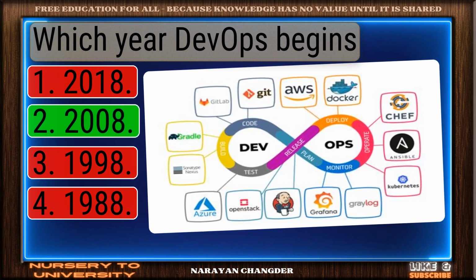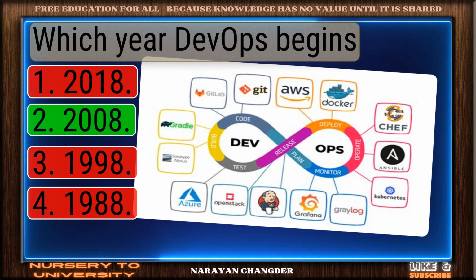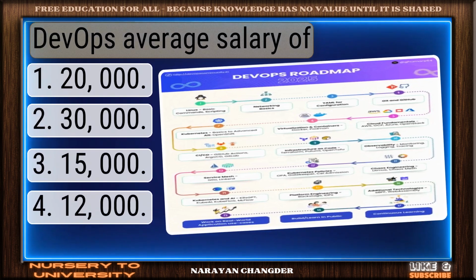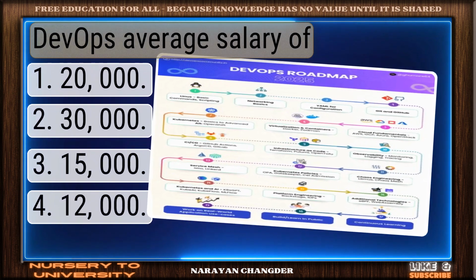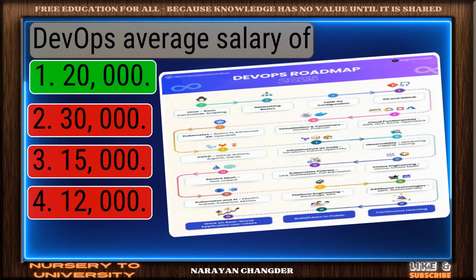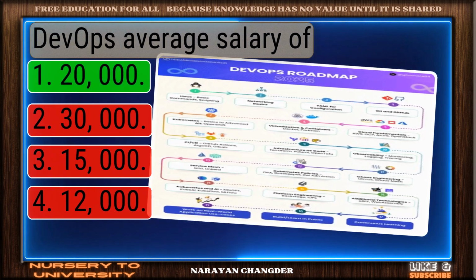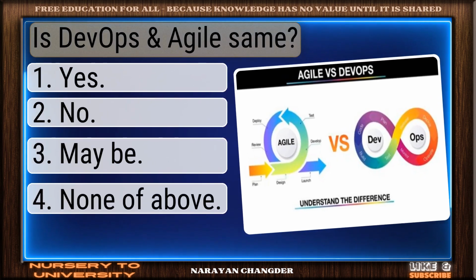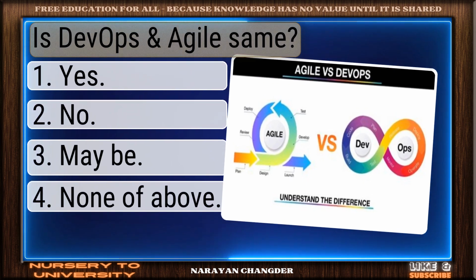Perfect. 2008 is the correct choice. Question number 64. DevOps average salary of. Well reasoned. 20,000 is the correct choice. Question number 65. Are DevOps and Agile the same?